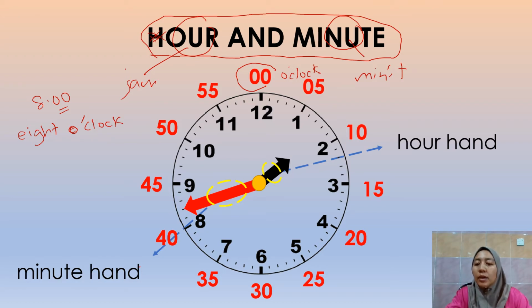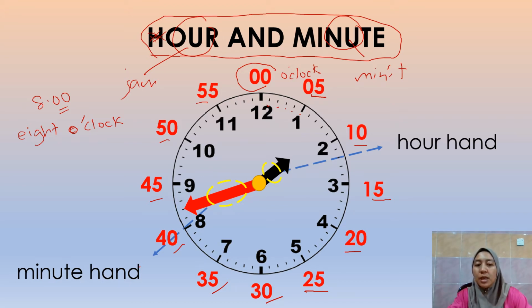Dan untuk minit ni kita ada penggunaan table five. Kita guna table five, dia akan lompat 5. Nampak tak? 1, 2, 3, 4, 5. So 5, then 10, 15, 20, 25, 30, 35, 40, 45, 50, 55. Kat atas ni 60, tapi kita tak letakkan 60. Kita letakkan o'clock, kosong-kosong. So ini adalah minit.